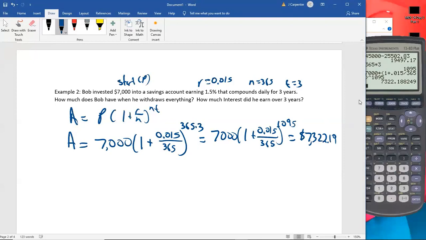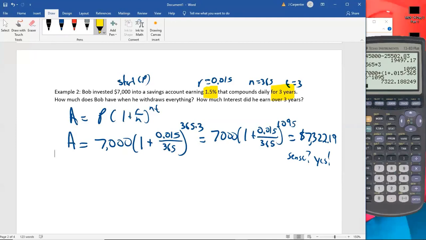Does that make sense? Well, I think so, in my opinion. This was a low rate, so we shouldn't be earning a ton of interest each year. This is a low number of years, so there's not a lot of years for that low interest to accrue. So we've gained about $322. I think that's in the realm of sensibility.